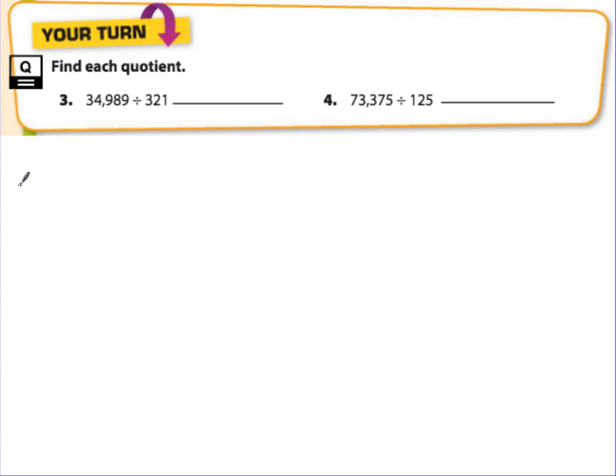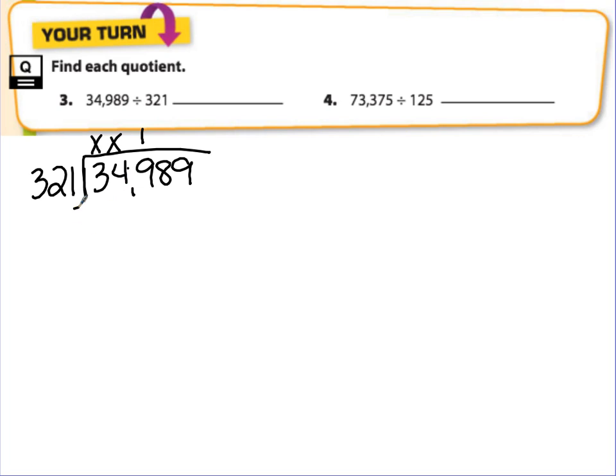All right, so the divisor goes on the outside, so 321, and on the inside is 34,989. Okay, and I know it can't go into 3, it can't go into 4, but it can go into 349, and it's only going to do that once. So 1 times 321 is 321. I subtract, 9 minus 1 is 8, 4 minus 2 is 2. I bring down the 8.